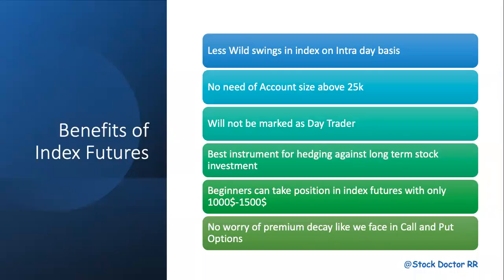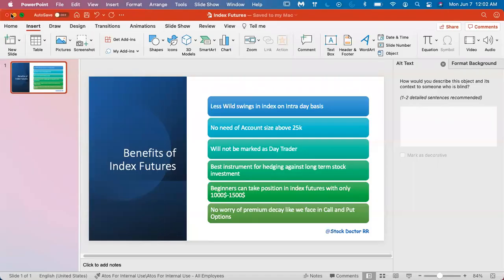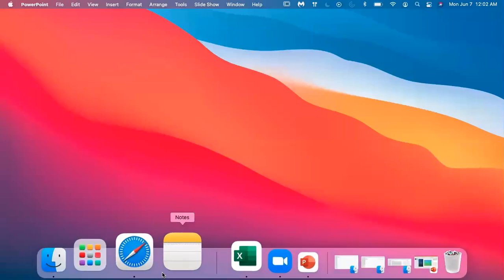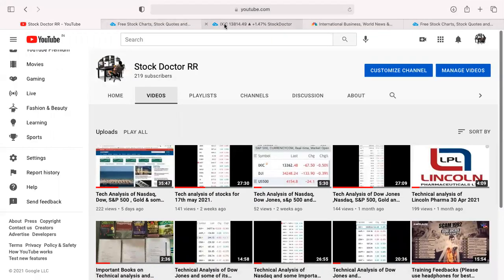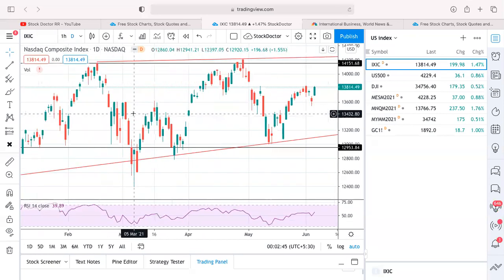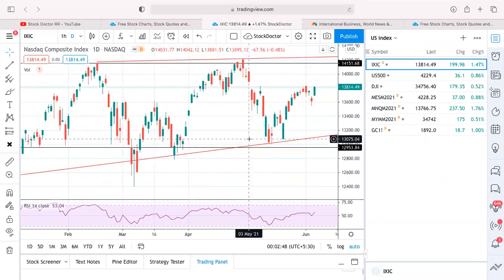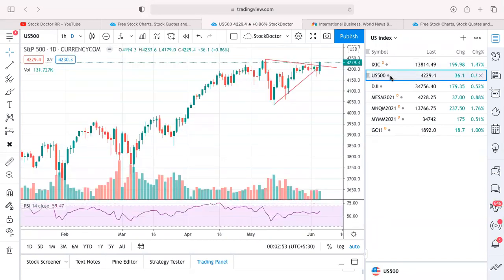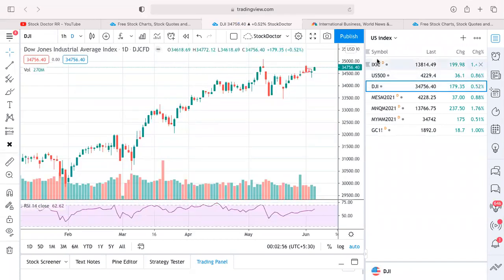So let's talk about all these benefits in much more detail by visiting our favorite charting tool, TradingView, as well as our trading platform, Thinkorswim. So here we go, let's start with TradingView. As we all know, we have three major indexes in our market. The first one is Nasdaq, the second one is S&P 500, and the third one is Dow Jones.